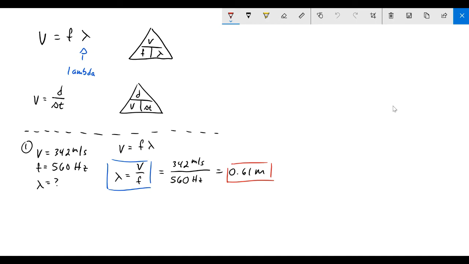Okay, so this last problem that we're going to do, our second problem, is a little bit different from this one. There is a way that you could do it like this one, but I'm going to show you another way. So for this one, we've got a bat, right?